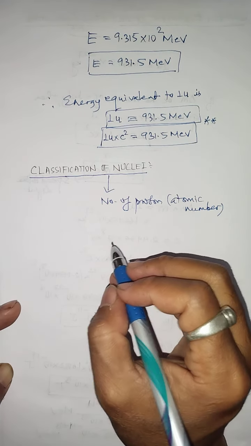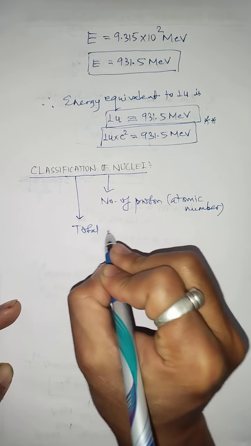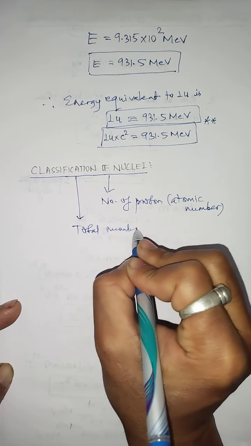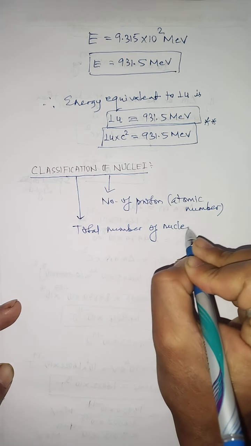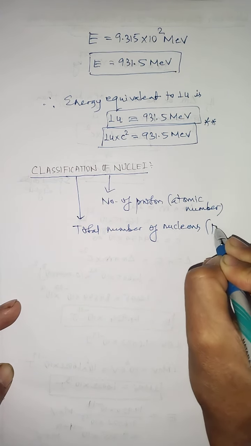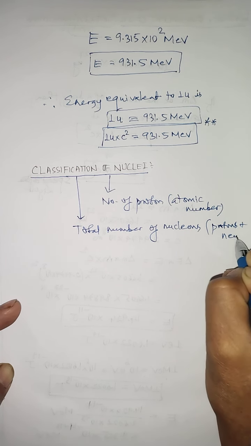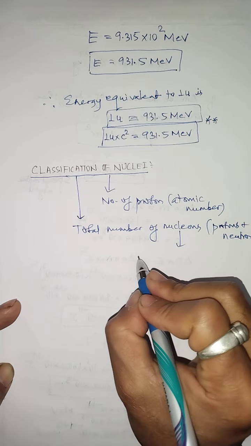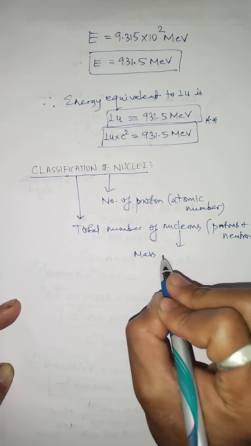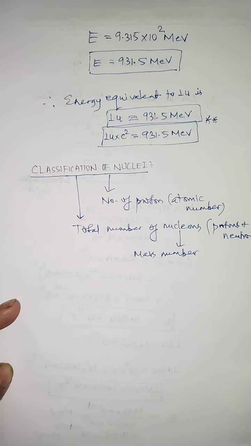And we also classify on the basis of what? Total number of nucleons. And you know, nucleons means nothing but protons and neutrons, protons plus neutrons. And this total number of nucleons is also called what number? Mass number. Yes, children, you have learned this part in lower classes also.